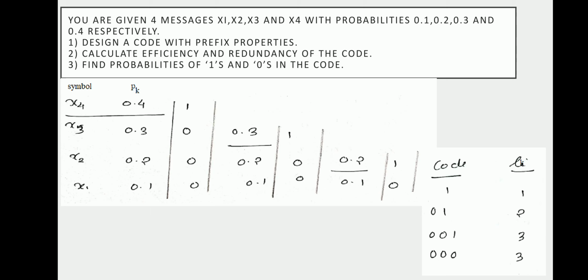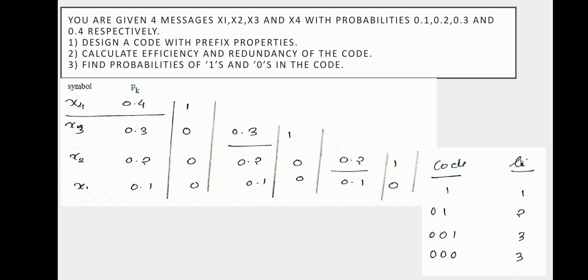So we can do this using Shannon-Fano coding. Our first step is we need to arrange the messages in decreasing order of their probabilities. So we can see that x4 has the highest probability. So x4, x3, x2, x1 are the symbols and the probabilities pk are 0.4, 0.3, 0.2 and 0.1. The next step is we need to divide these symbols into two groups because we are using binary coding.